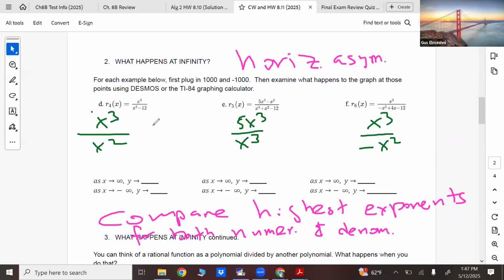What you're going to do is reduce each of these. I know you guys can reduce. What does that reduce to? x. What does it reduce to? 5. It's reduced to negative x. Great.